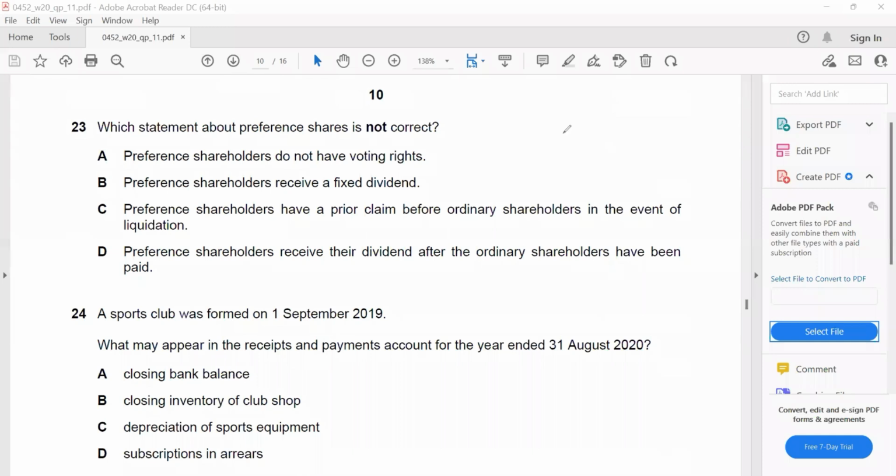Question 23. Which statement about preference shares is not correct? Preference shares do not have voting rights. This is correct. Preference shares receive a fixed dividend. This is correct. Preference shares have a prior claim before ordinary shares in the event of liquidation. Yes, this is also correct. Preference shares receive their dividend after... this is before the ordinary. So the answer should be D.